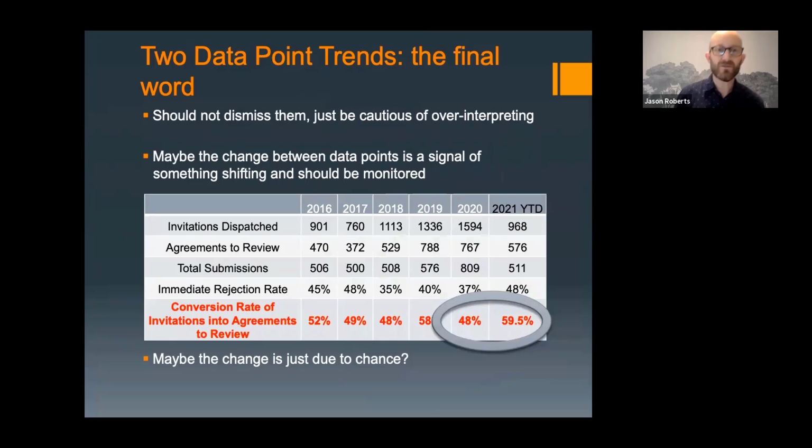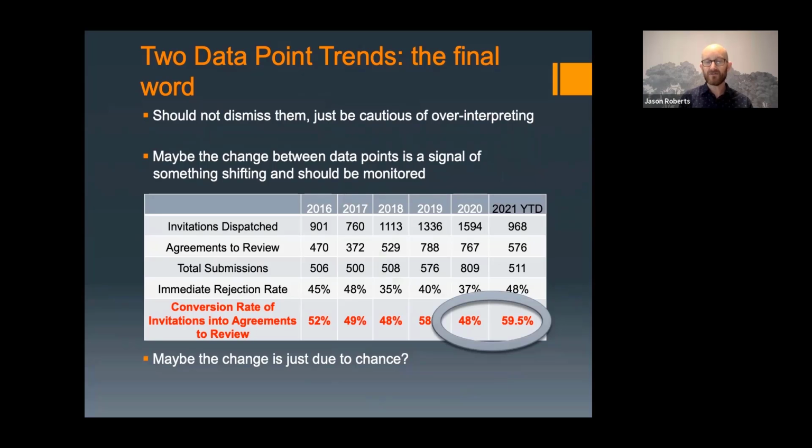Okay, so here's the final word. Definitely don't say something is definitive or is a trend using two data points. However, don't dismiss them either, because you just need to be cautious of overinterpreting. Maybe the change between data points is a signal of something shifting and should be monitored. So keep track of this.